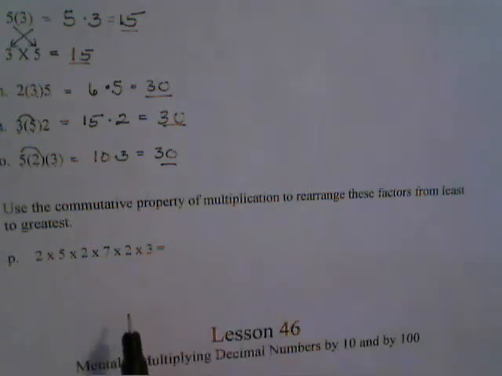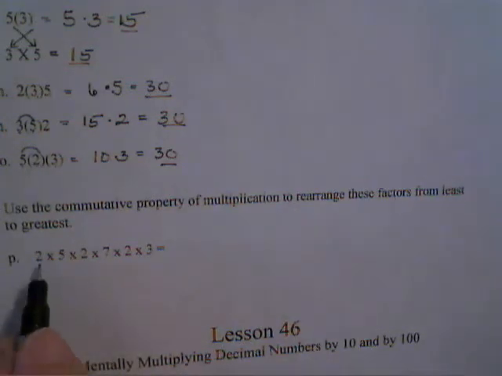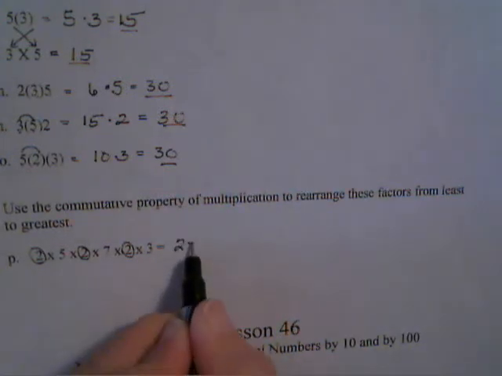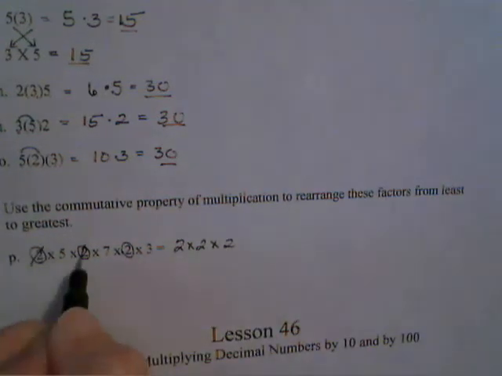And this is pretty much a no-brainer. We just have to go through in order and figure out what's the smallest factor. Well, I don't have any ones. I don't have anything less than 2. So I'm going to start with the 2's. Let's circle those. I have 3 2's. So I have to go 2 times 2 times 2. Done with the 2's. Let's cross them off.